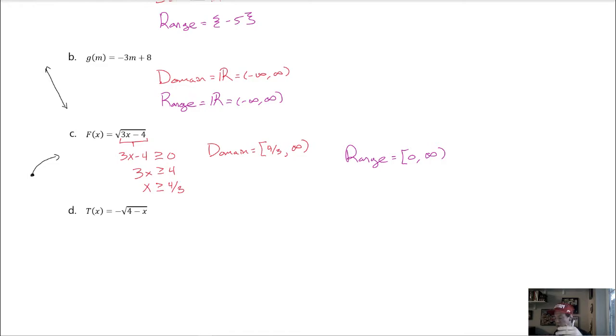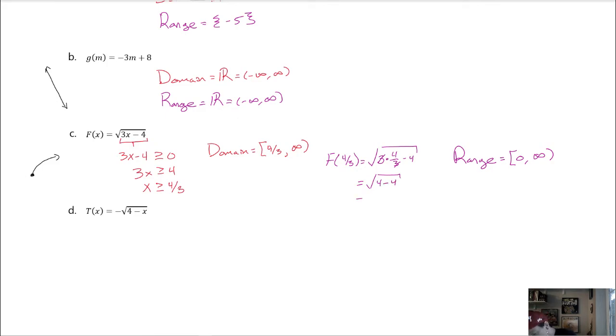And this starts at 0 again, because when we plug in 4/3 for x, let's show this, make sure I'm not skipping any explanation here. If I plug in capital F of 4/3, we'll get the square root of 3 times 4/3 minus 4. This equals the square root of the 3's cancel. We get 4 minus 4. That's the square root of 0 equals 0. So it does start at 0, and then it just keeps getting bigger and bigger outputs as x gets bigger and bigger.